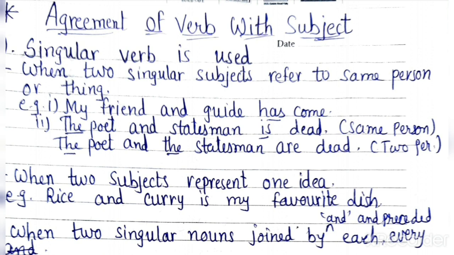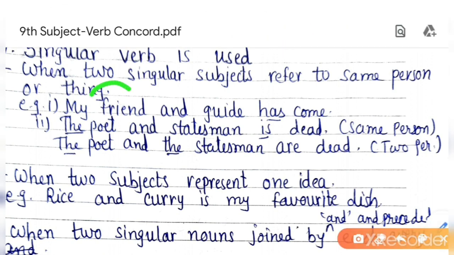When do we use singular verb? When two singular subjects refer to same person or thing. See here, friend and guide, two singular subjects are given. Okay, and they are connected with and. We will use singular verb.